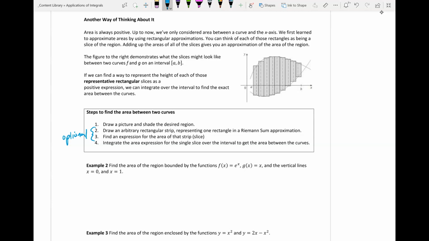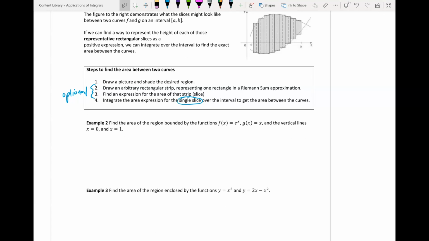Then you want to integrate the area expression. If you're using this method, it's going to be a single slice, integrated over the entire interval to get the area between the curves.